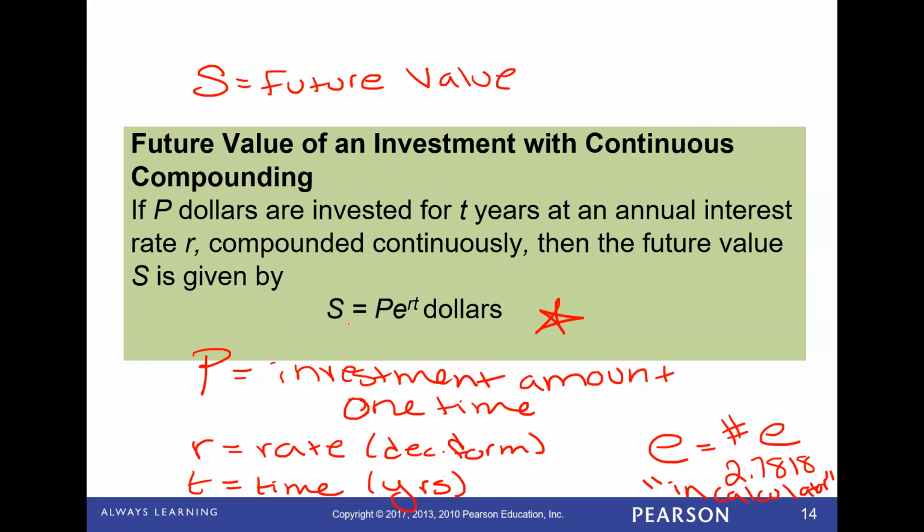Now, how do you know when to use this? If it says the words compound continuously. Compound continuously is your keyword to use this formula. So compounded monthly, daily, quarterly, annually, some type of counting thing, that was the previous formula. This formula is only if they use the word continuously.